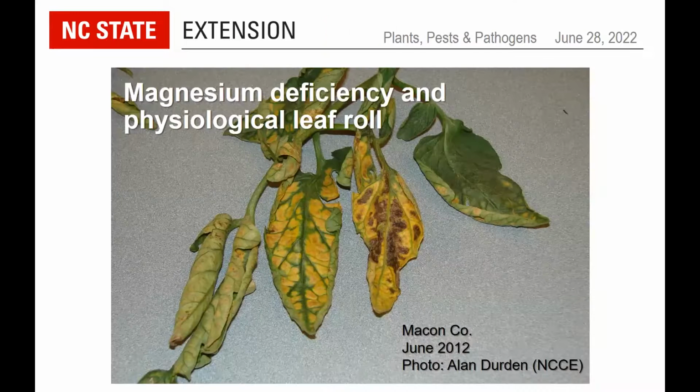So what we've got here is a combination of magnesium deficiency, which typically you recognize by this chlorosis or yellowing between the veins of the lower leaves, and also a physiological leaf roll. Very good.